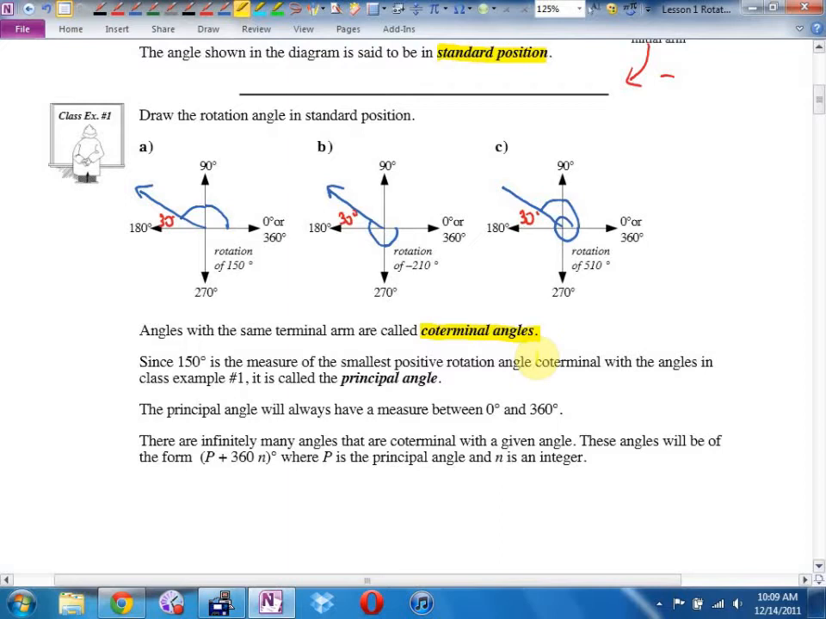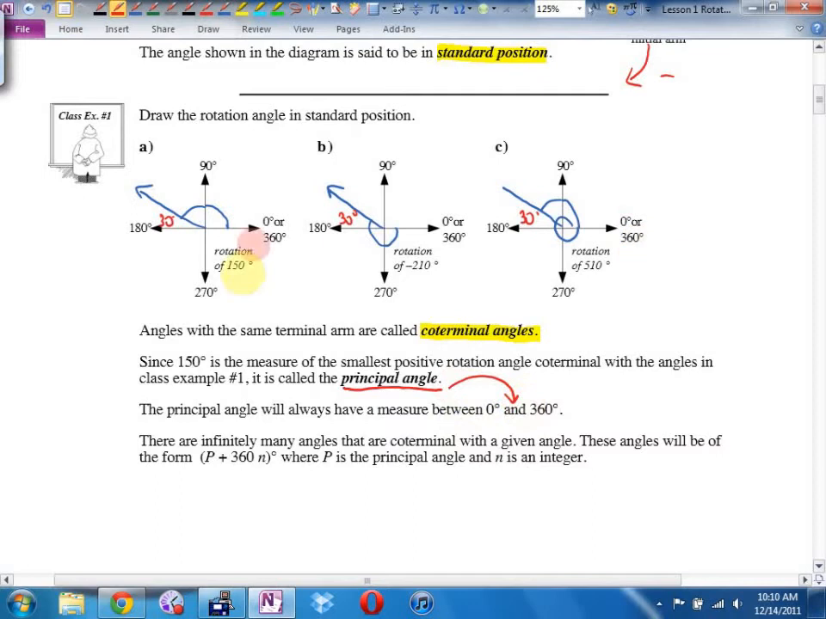What's the correct answer? Well, they all sort of are, but there is a lowest terms answer. Don't write this down. If I give you this, do I really want you to leave that as your final answer? How would I prefer you to write that? One half, same thing. What we have is something called the principal angle. It's the smallest positive rotation angle. The principal angle is always between 0 and 360. That's the lowest terms.